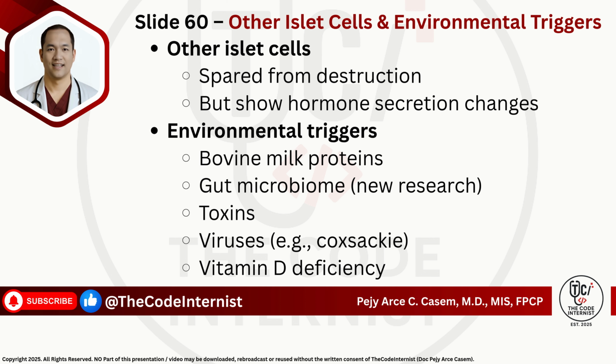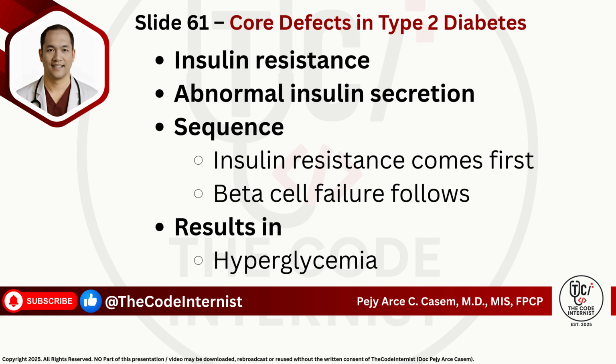What starts the immune attack? We still don't know for sure, but suspected triggers include viruses, milk proteins, low vitamin D, toxins, and even changes in the gut microbiome. In type 2 diabetes, there are 2 key problems.